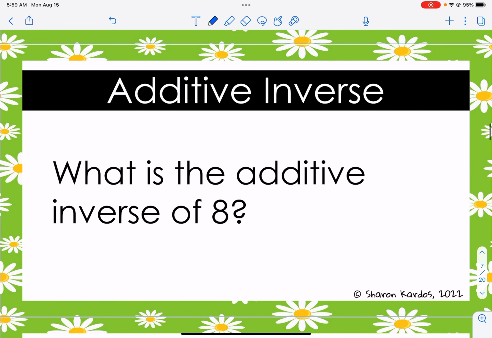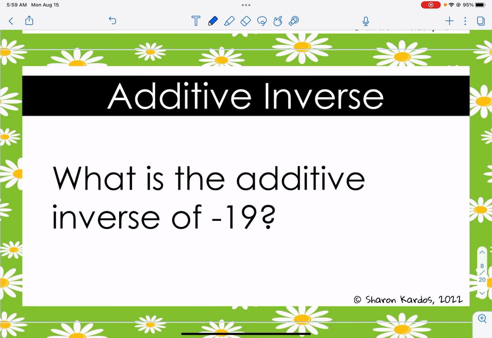One type of question you might see would be, what is the additive inverse of 8? Take a second, think it through. The answer to that question would be negative 8. They're the same distance from 0.